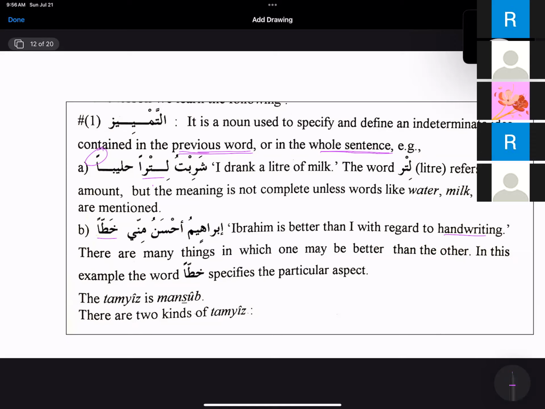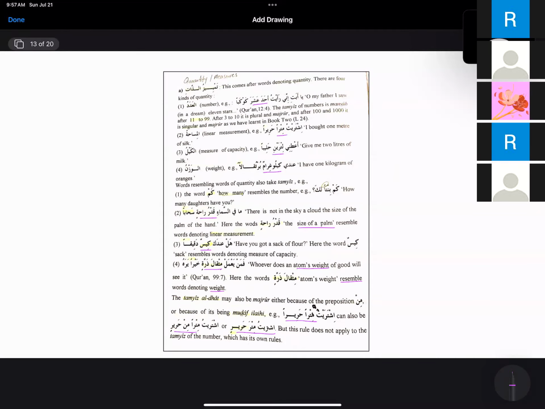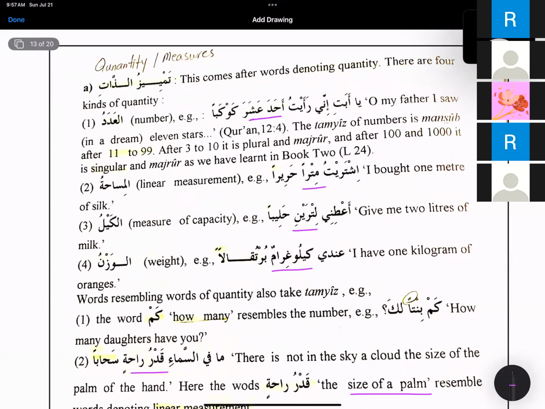Or another example, Ibrahimu ahsanu minni. So Ibrahim is better than me, right? And then I need to bring, okay, in what sense? So khattan, in handwriting, or kitabatan, in handwriting, or ilman, right? So based on that, tamyiz could be divided into two. One is called tamyizuz dhat, and this is basically all the adad or linear measurement, right? Meaning we are measuring liquid, basically, right? So it can be used for any liters or measurement of capacity.